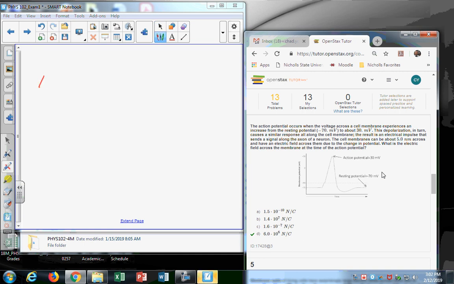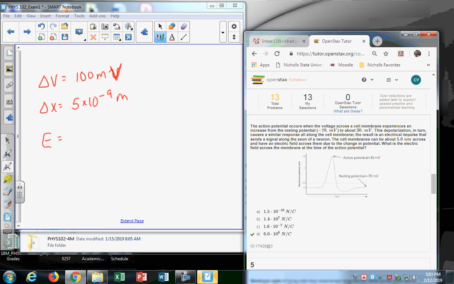But the point is here that we have a 100 millivolt potential difference. Delta V is equal to 100 millivolts. I get that from the minus 70 right here to the 30. So there's 100 millivolts from the resting up to the action potential. And I'm told that the cell membranes are 5 nanometers across. So delta X is 5 times 10 to the minus 9 meters. That's 5 nanometers. And I want to know the electric field across the membrane at the time of the action potential. So what is the electric field equal to at the time of the action potential?